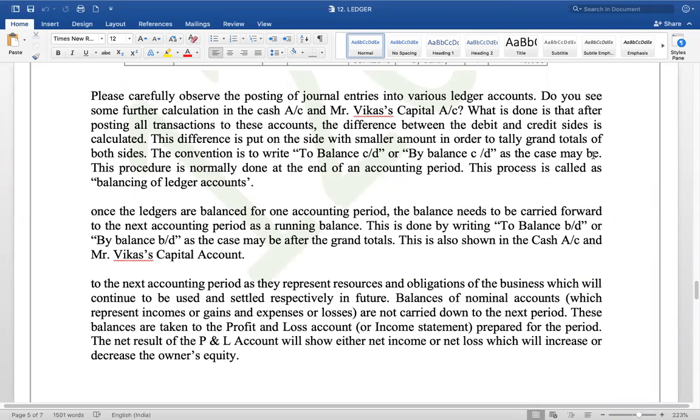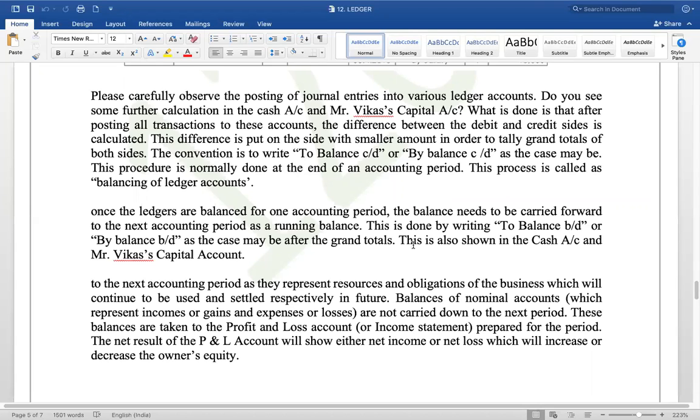Balance of nominal accounts which represents incomes or gains and expenses or losses are not carried down to the next period. These balances are taken to the profit and loss account or income statement prepared for the period. The net result of a profit and loss account will show either net income or net loss, which will increase or decrease the owner's equity.